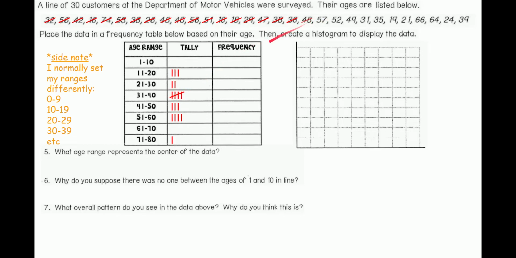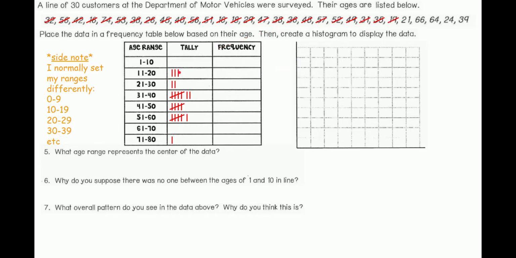So 48 goes over here. 57 goes over here. It looks like our next set of 5. 52 goes over here, so we're going to do a sixth line. We're not going to do a second cross. 49 goes over here, next cross. 31 goes right over here. 35 goes in that same area.